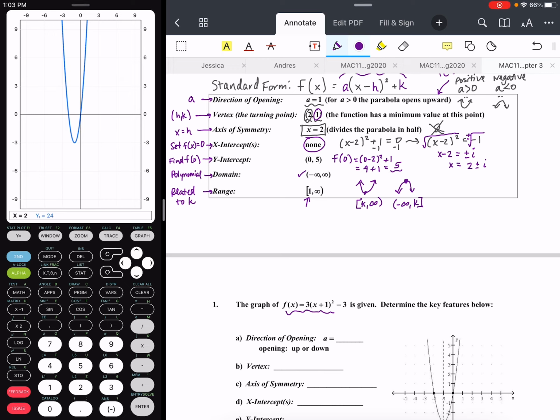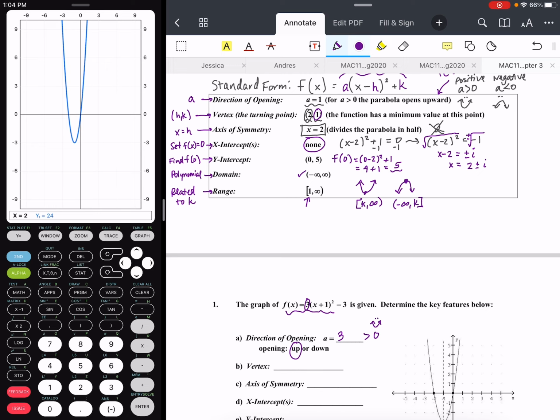First, we have our a coefficient, which is 3. So a equals 3. A is positive, greater than 0. So I think of a smiley face. That means we have an upward facing parabola.